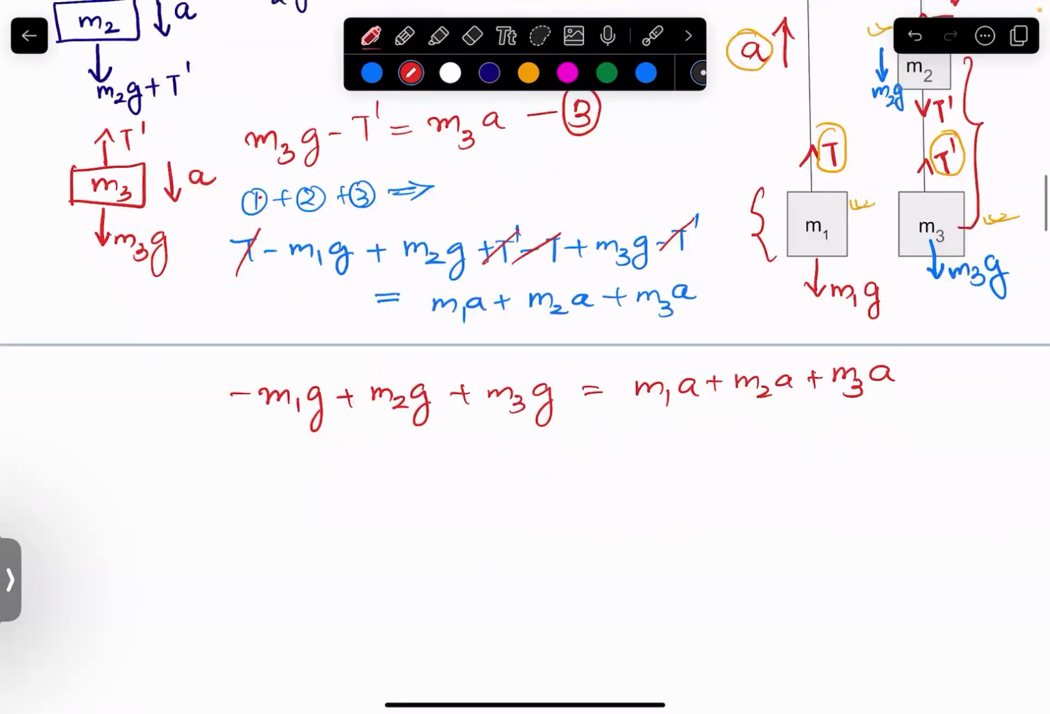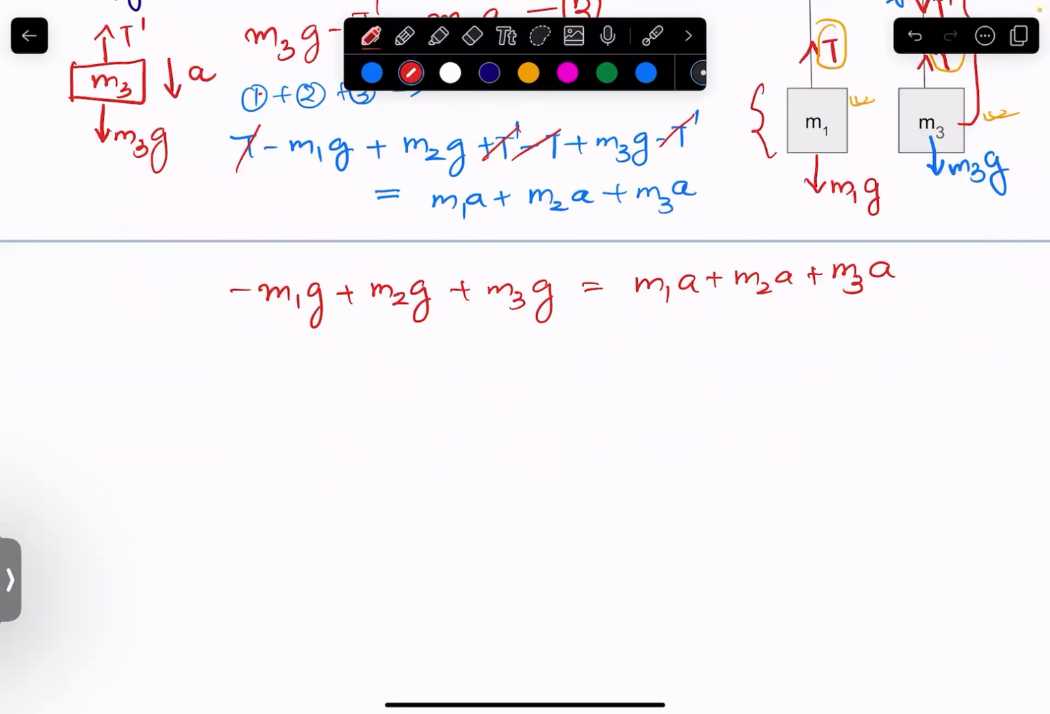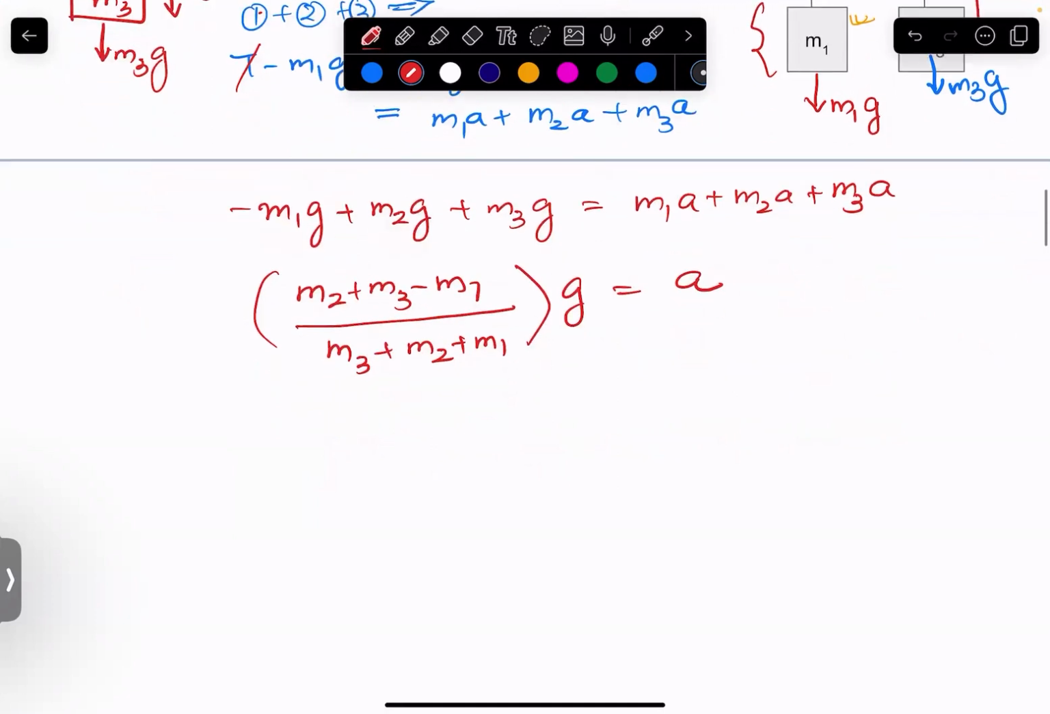So a, you can take common. So what you will be getting is g and a, you can take common. So you'll be getting m2 plus m3 minus m1 divided by m3 plus m2 plus m1, times g, equal to a. So that is the acceleration of the system. Okay.